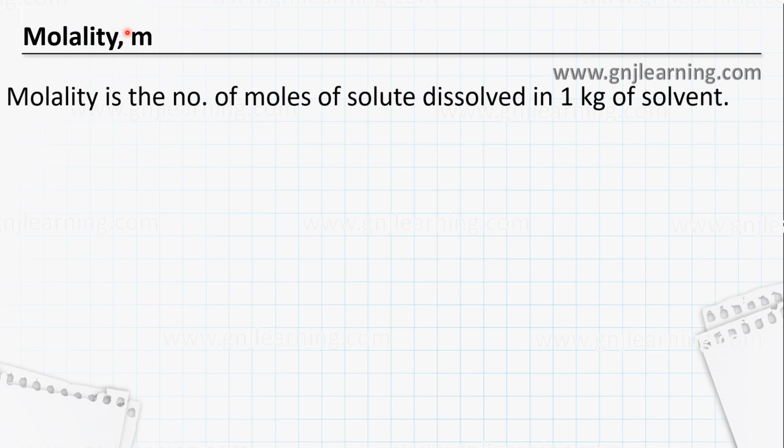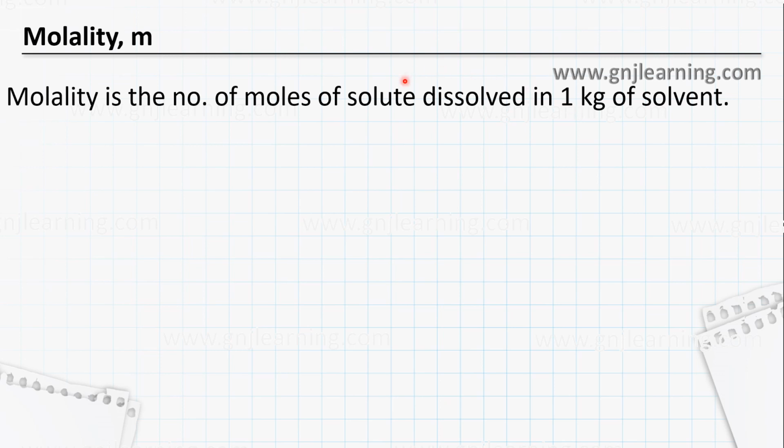Next is molality. This is the second way of expressing concentration that we are seeing in this part, and it is denoted by the small letter m. The first one was molarity and this is molality. How to define molality? Molality is the number of moles of solute dissolved in 1 kilogram of solvent. So this is about solvent, not solution. Here the solvent is expressed as a mass.